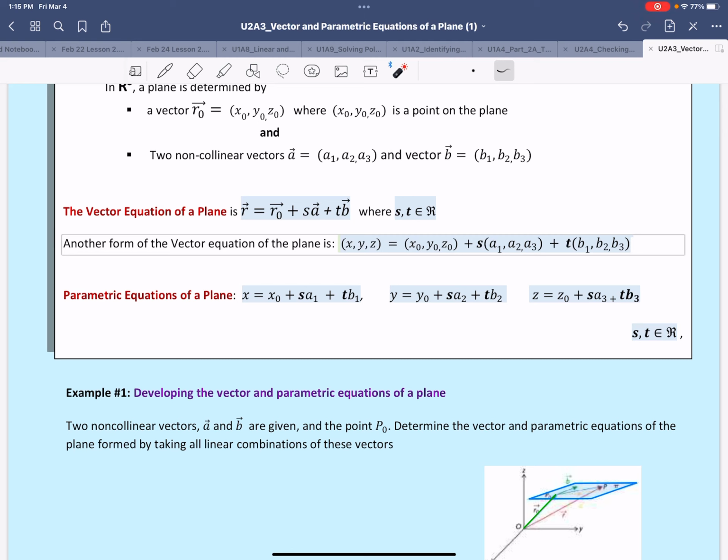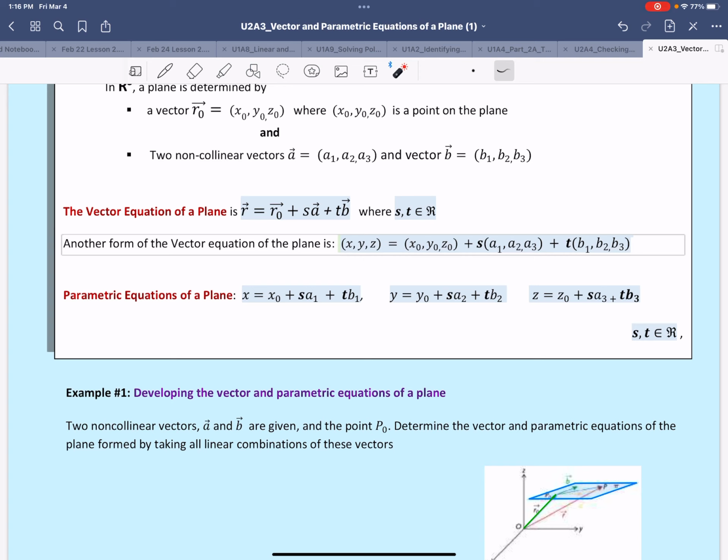So in a more detailed form, we had x, y, z representing the coordinates of the head of vector r, which is on the plane, equals x0, y0, z0, which are the coordinates of the head of vector r0, our starting vector and starting point, plus a scalar multiple of vector a with coordinates a1, a2, a3, and a scalar multiple of b, which is b1, b2, b3. t and s are two scalar numbers.